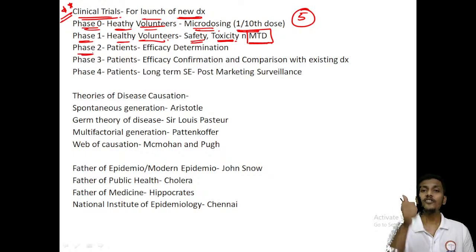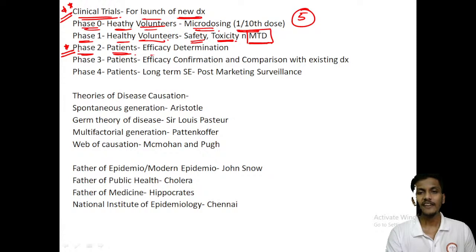Next one is your phase 2. Phase 2 is the first phase where patients are taken into the study. So patients सबसे पहले कहाँ लिए जाते हैं? This is a question which has been asked. Patients are first taken into the clinical trials in phase 2. And phase 2 is usually used for efficacy determination.